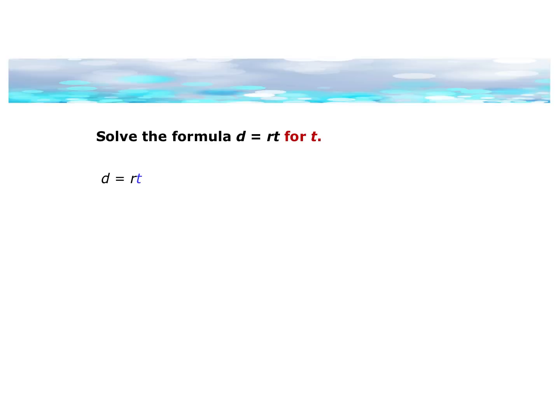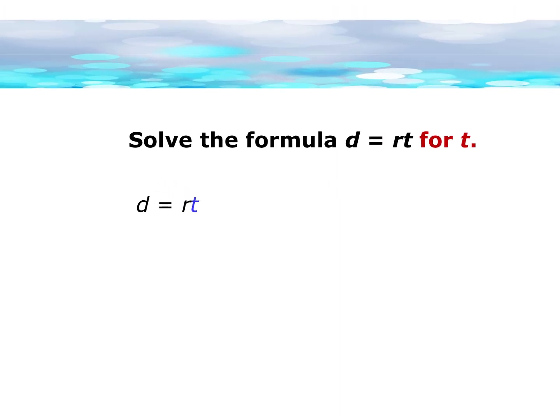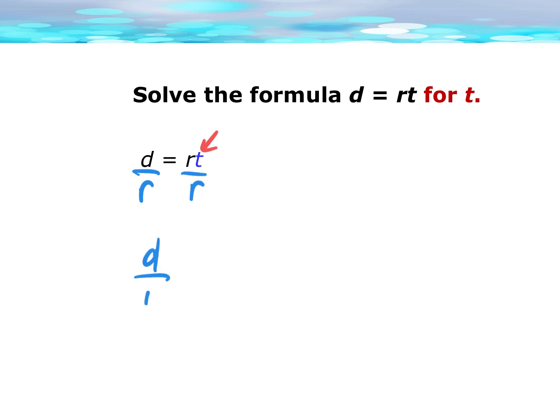All right. And now this is the formula that we had seen in the very beginning. We want to solve this formula, d equals rt, for t, right? First thing we want to do, identify the variable. It's going to be t, right? Now we want to identify the operations that are being done to it. So what's happening to the t? It's being multiplied by r, right? So r times t. And how do you get rid of r times? Divide by r on both sides. All right, so we get d over r equals t.